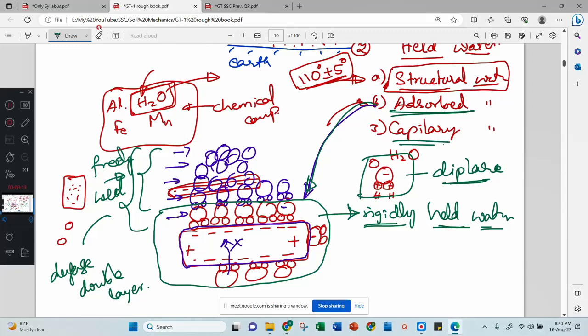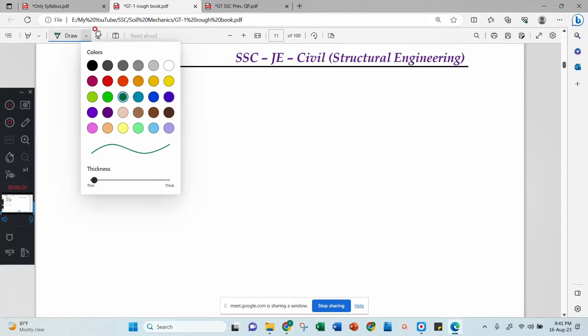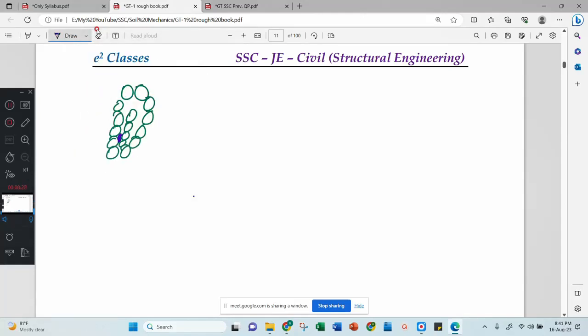Now coming to the capillary water. What happens in capillarity? Let us consider these are soil particles like this. It is arranged in this way. Let us consider water with a blue mark. Water might be here. Water might be here.